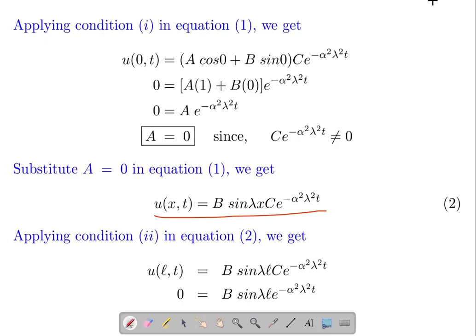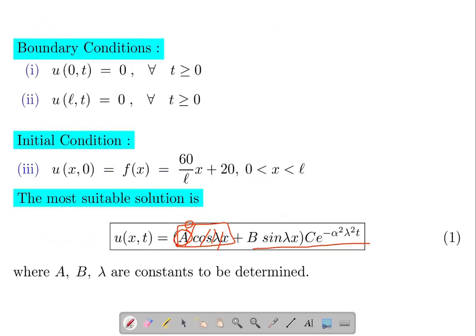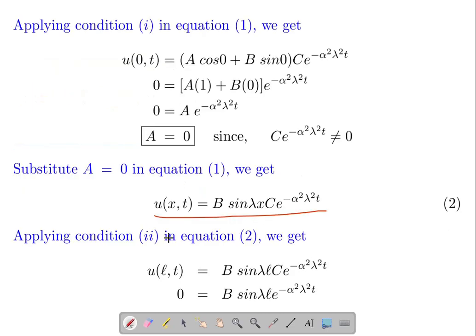So what is our second condition? Our second condition is u of L comma t is equal to 0. This condition I apply in the updated solution. In that updated solution, wherever x is there, I replace L. Therefore, u of L comma t is equal to b sine lambda L, with the remaining terms as they are. So u of L comma t is 0.